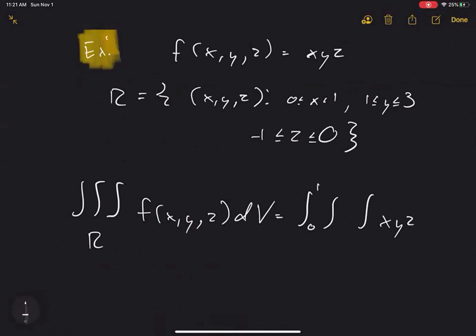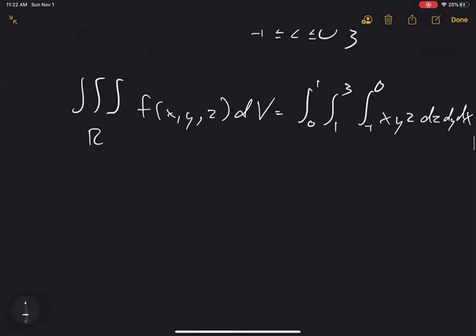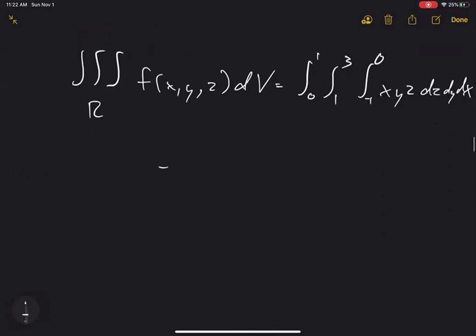And so let's see, 0 to 1. Let's say I want to integrate in terms of z, y, x. That means this innermost integral is going to be in terms of z. My middle integral is going to be in terms of y, and then my outer integral is going to be in terms of x. Okay, so I've turned it into my iterated integral. What does this become? Let's see, z squared over 2 from -1 to 0.